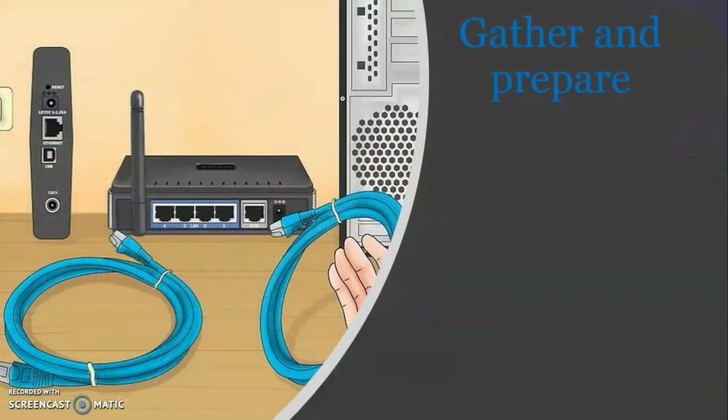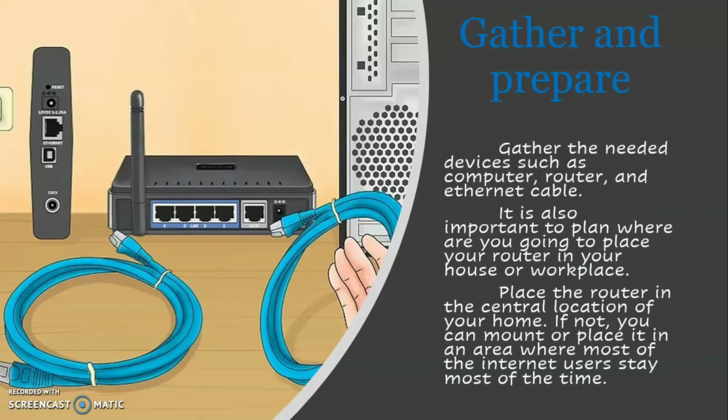The first step in configuring Wide Area Network or WAN is to gather and prepare. Gather the needed devices such as computer, router, and Ethernet cable. It is also important to plan where you are going to place your router in your house or workplace. Place the router in the central location of your home. If not possible, you can mount or place it in an area where most of the internet users stay most of the time.